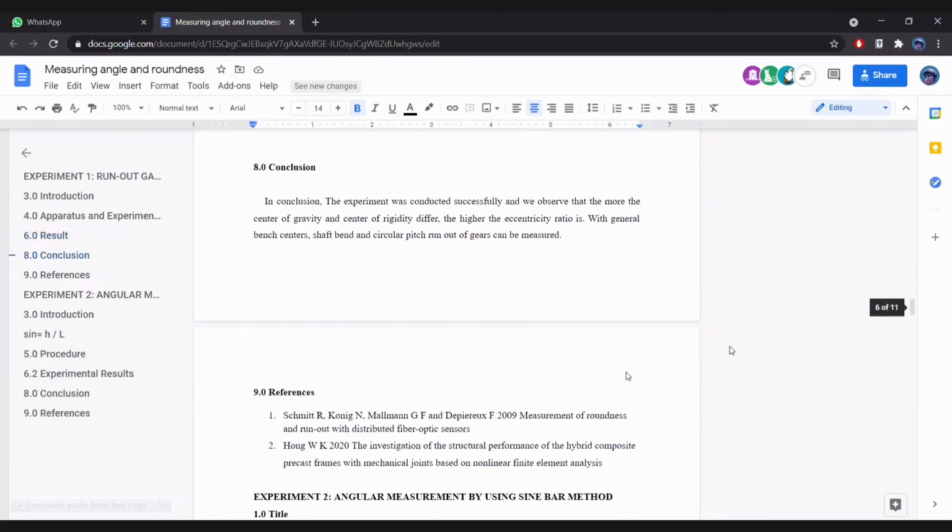In conclusion, the experiment was conducted successfully by following the procedure as Hadri explained just now. We observed that the more the center of gravity and center of rigidity differ, the higher the eccentric ratio is. So, with the general bench centers, shaft bend and circular pitch runout of gears can be measured. Basically, this is the reference throughout our experiment.